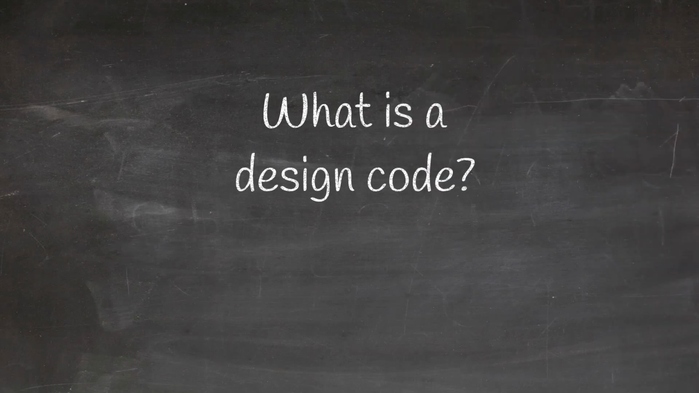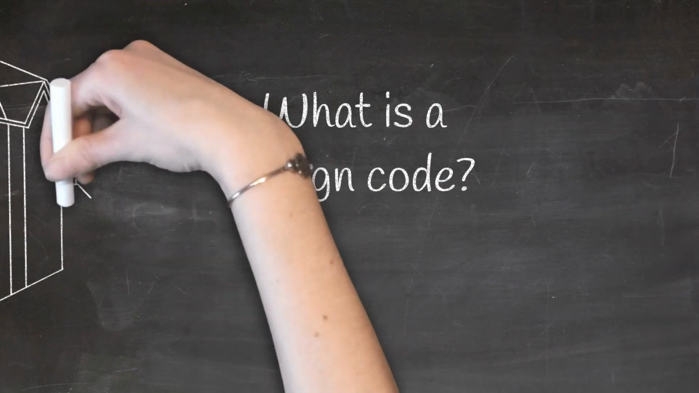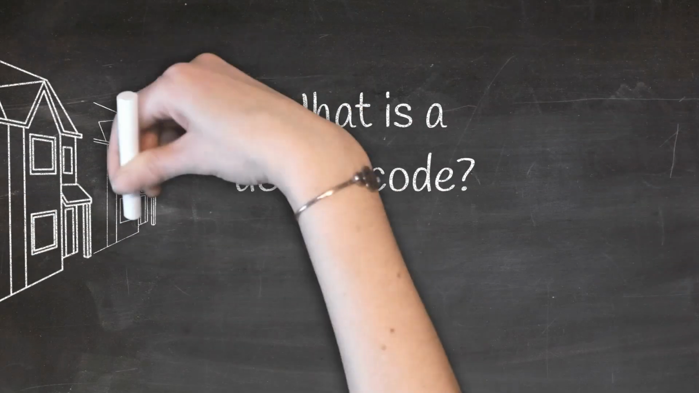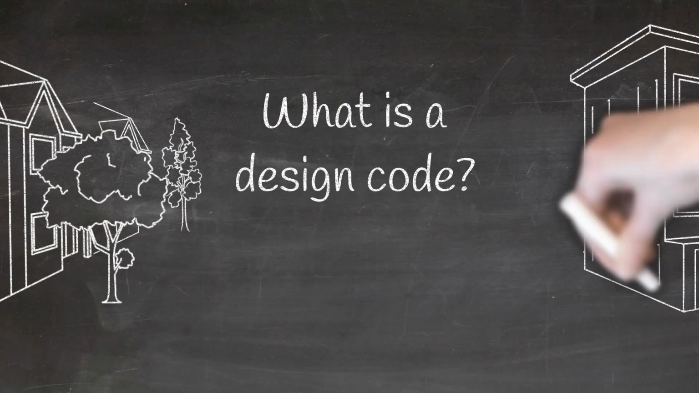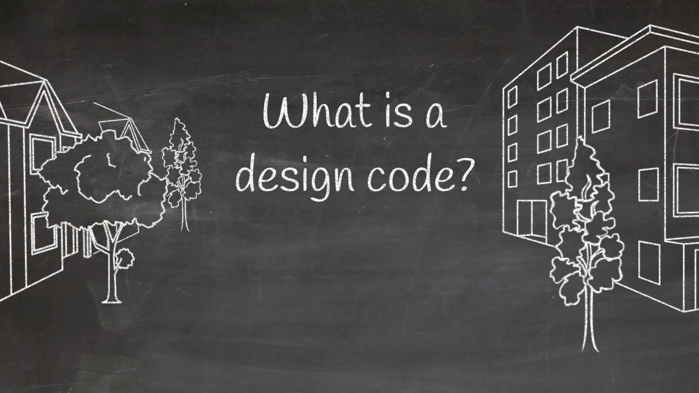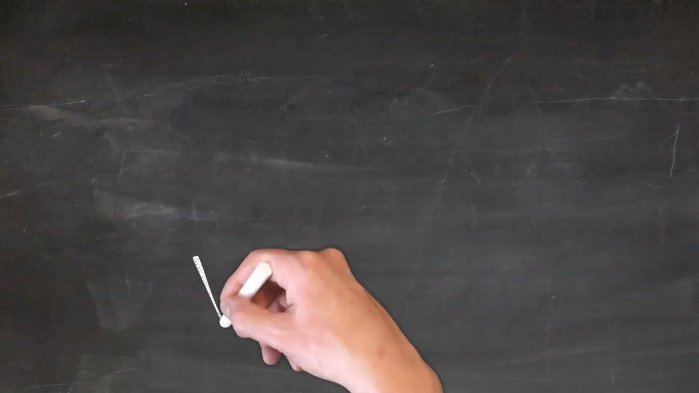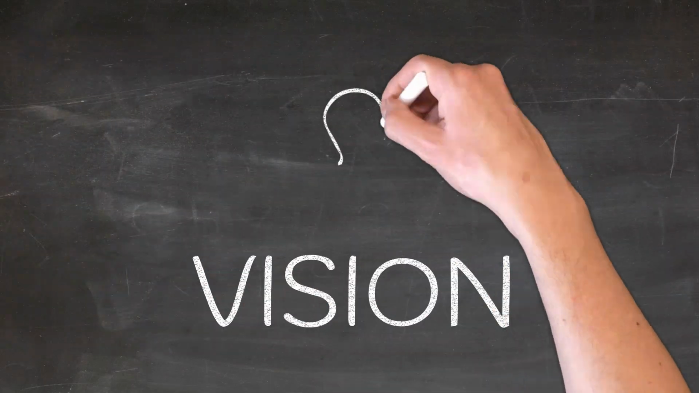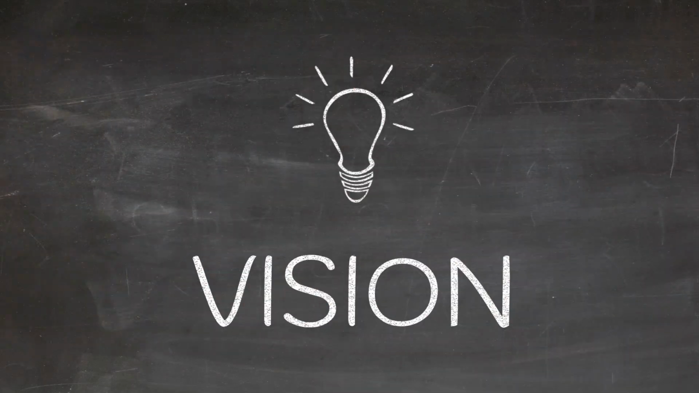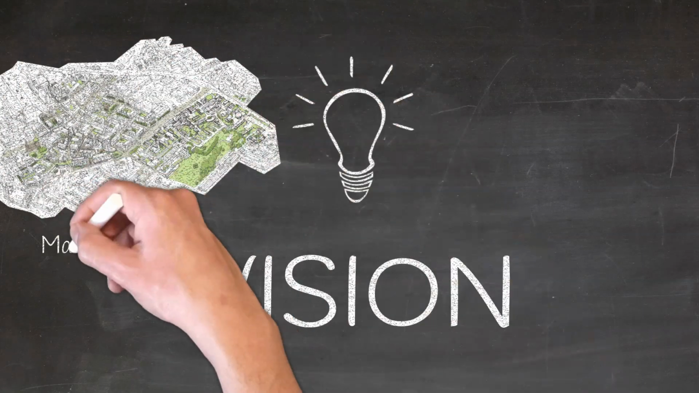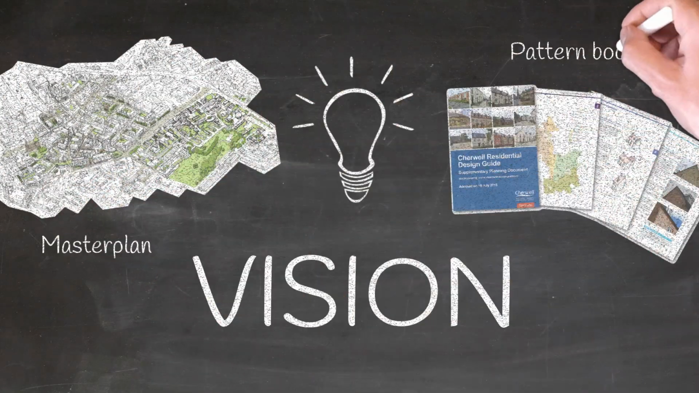What is a design code? A design code is a set of design specifications for both buildings and streets. The cookbook which sets the recipe for a place. It is based upon a founding vision comprised of principles and precedents.